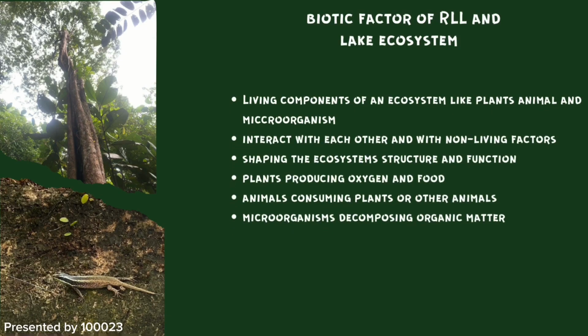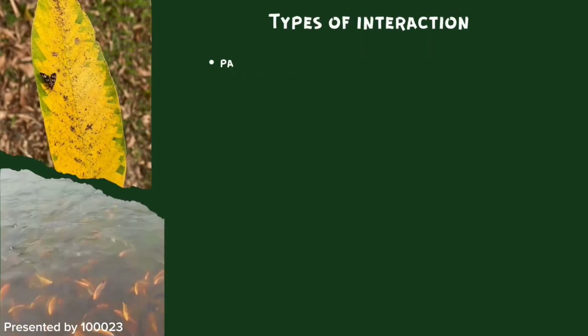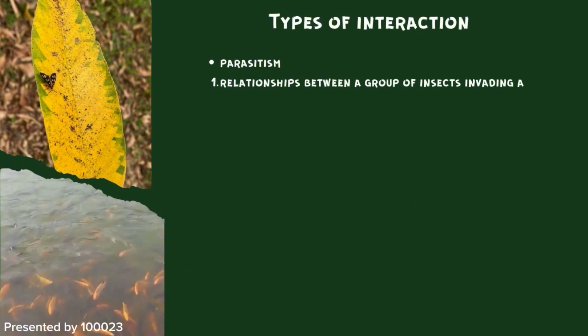Biotic factors of the ecosystem and rainforest ecosystem. Biotic factors are living components of an ecosystem, like plants, animals, and microorganisms. They interact with each other and with non-living factors, shaping the ecosystem's structure and functions. Plants produce oxygen and food, animals consume plants and other animals, and microorganisms decompose organic matter. There are many types of interaction in both ecosystems.